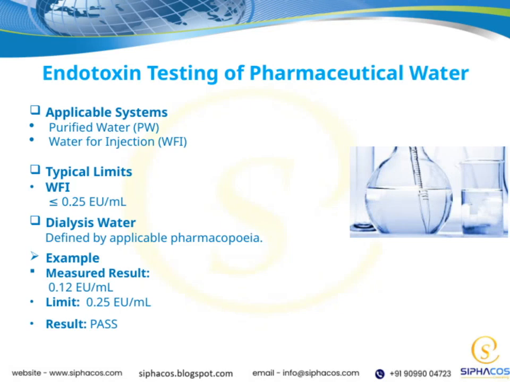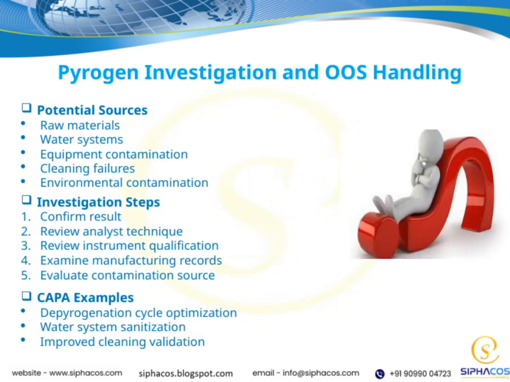Now, let's focus on endotoxin testing for pharmaceutical water, a critical step to ensure safety and compliance. This testing applies mainly to purified water and water for injection systems. For water for injection, the endotoxin limit is very strict, no more than 0.25 endotoxin units per milliliter. Dialysis water limits vary, depending on the pharmacopoeia standards. Here's an example. A measured result of 0.12 EU per milliliter falls well below the 0.25 limit, so that's a clear pass.